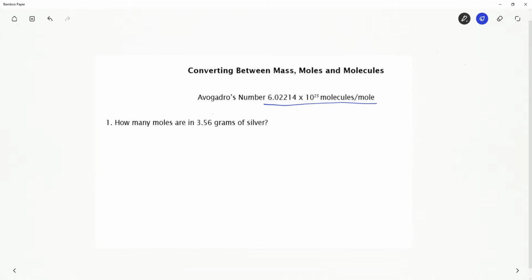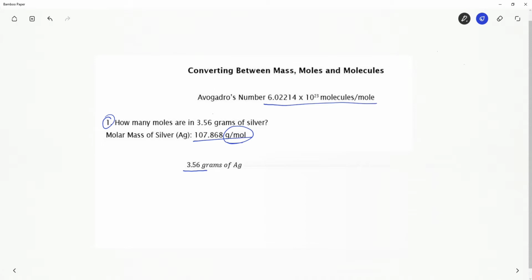Okay, let's start with question number 1. How many moles are in 3.56 grams of silver? Now, I have gone to the periodic table and I have pulled the molar mass for silver. Remember, our units for molar mass are grams per mole. So molar mass will allow us to switch from either grams to mole or moles to gram.